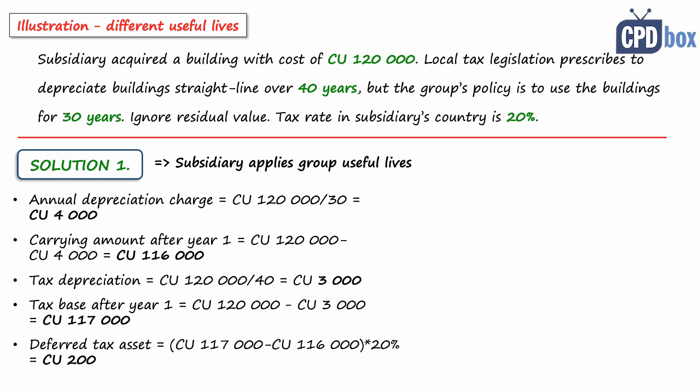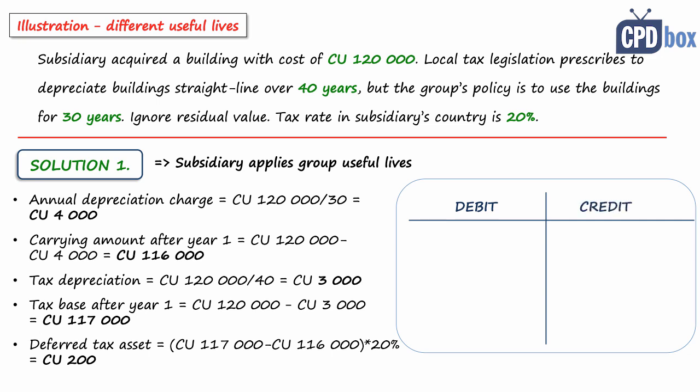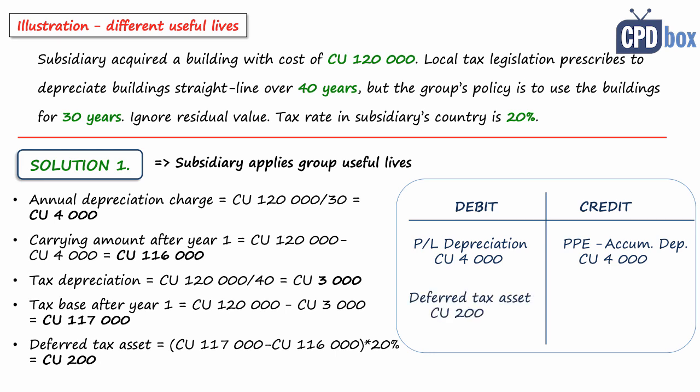Now, in the subsidiary's individual financial statements, there are two journal entries. One is for depreciation, so we debit accounting depreciation in profit or loss with 4,000, and we credit accumulated depreciation of property, plant, and equipment with the same amount. And we also need to account for the deferred tax asset, so we debit deferred tax asset with 200 and credit profit or loss, deferred income tax charge or income, with 200. And there is no need to make any consolidation adjustment because it's okay and in line with the group rules.